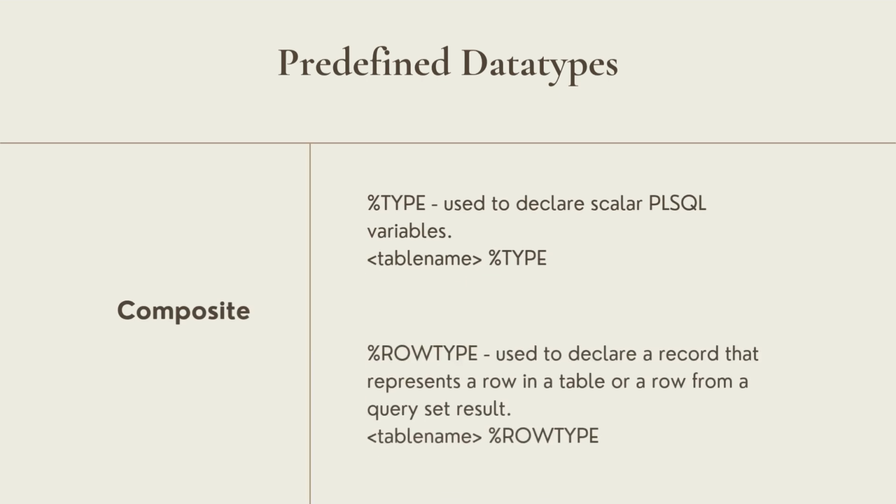Records having fields with different data types use composite data type. We can pass records to subprograms as a single parameter. Here, %type declares PLSQL scalar type variables, and %rowtype declares a record which represents a row in a table.